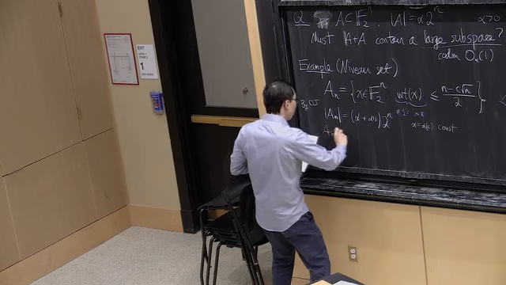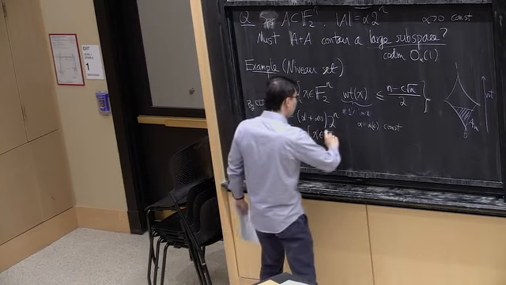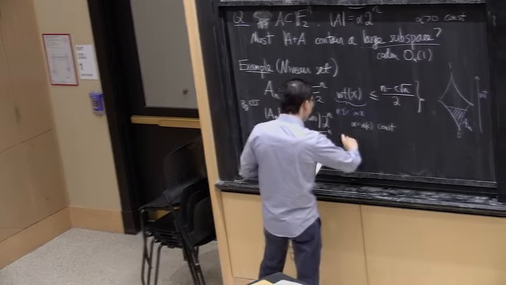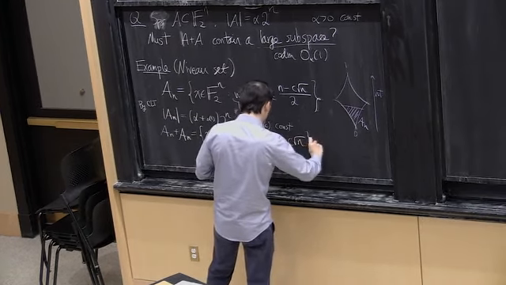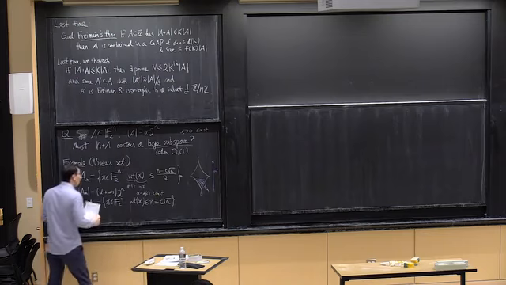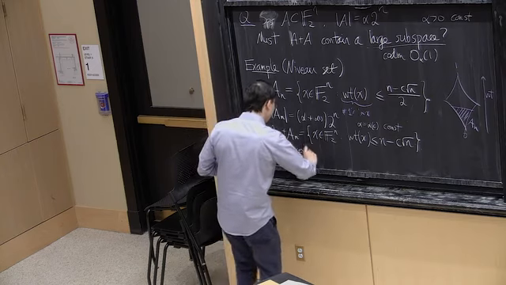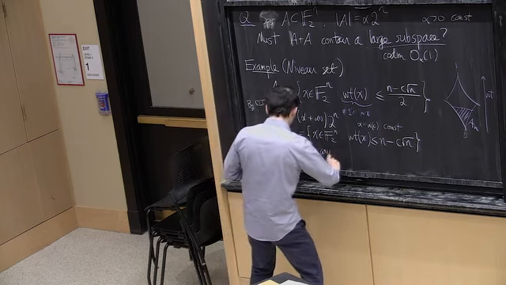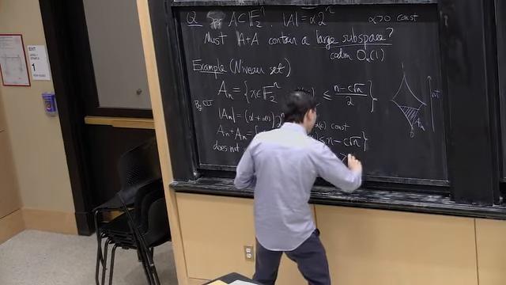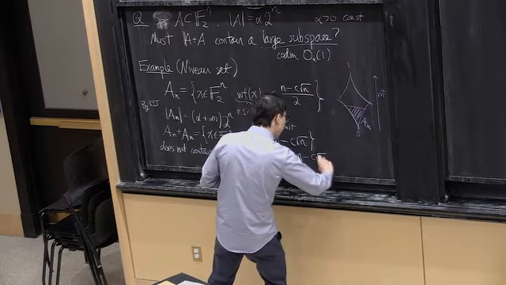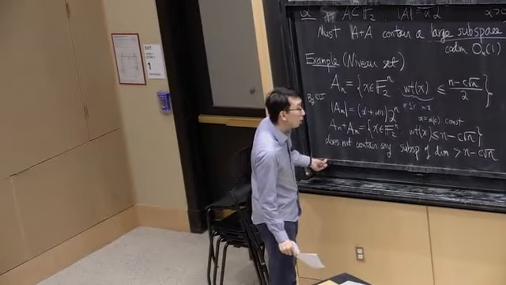But also, A added to itself consists of points in the Boolean cube whose Hamming weight is at most n minus C root n. And I claim that this sumset does not contain any subspace of dimension larger than n minus C root n.